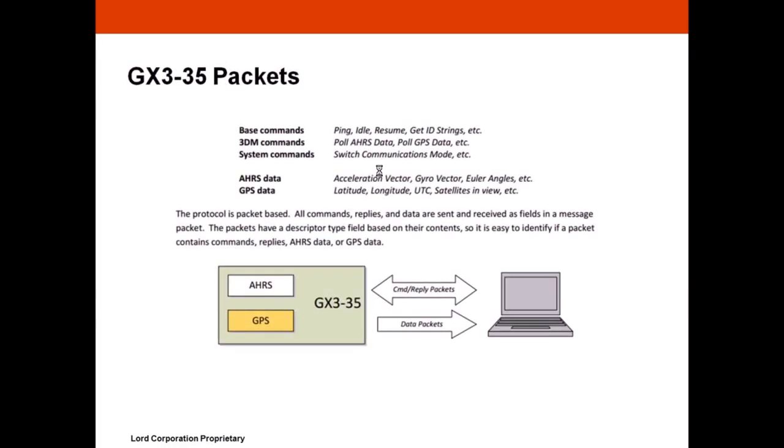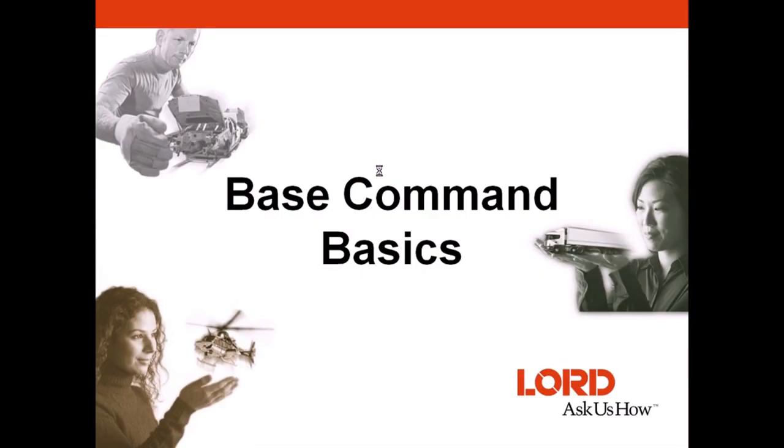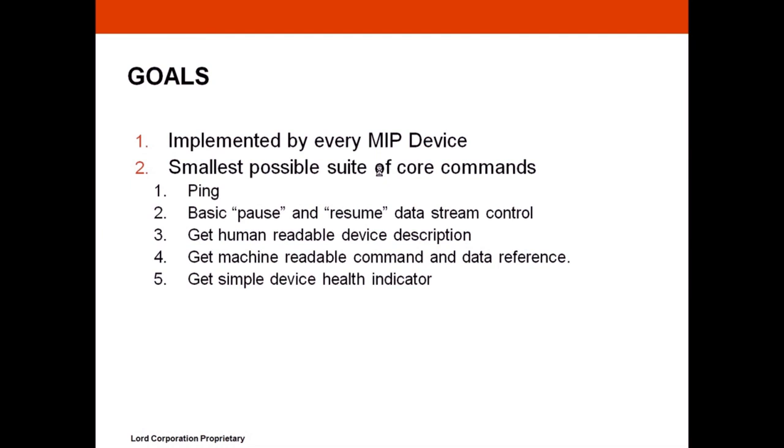It turns out to be a very, very powerful concept when you're parsing sophisticated data, especially from an AHRS or an inertial navigation unit. A quick sample of our 3DM-GX3-35 shows that we have 5 different sets of descriptors. We have the base commands, as I described, 3DM commands because this is a 3D motion device, and some system commands that we have to control certain system communications modes, etc. And then it has AHRS data and GPS data, and those are the 2 data sets that this device supports.